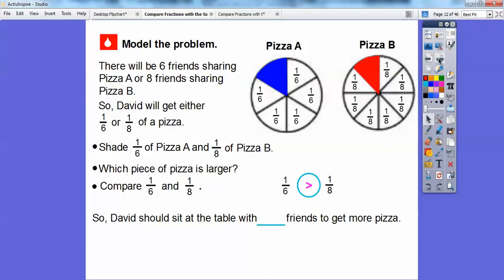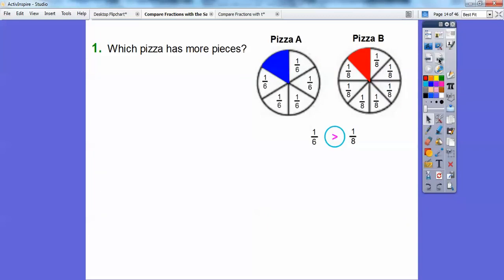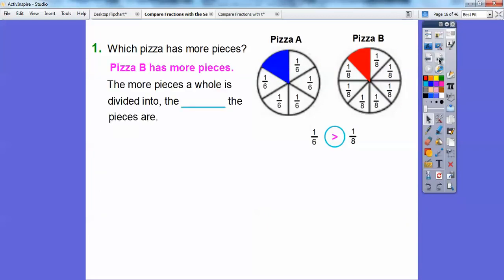So let's answer the question. David should sit at the table with 5 of his friends so he can get a bigger slice of the pizza. Which pizza has more pieces? Well, pizza B has more pieces. The more pieces a whole is divided into, if I cut it up into more pieces, are they going to be smaller or larger pieces? They're going to be smaller pieces, okay?